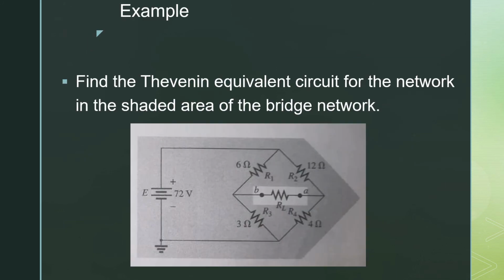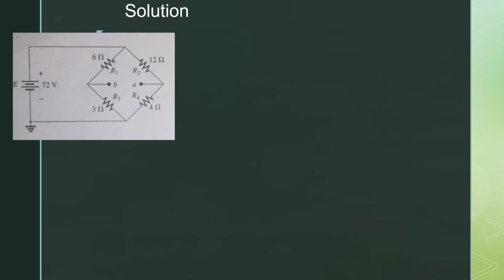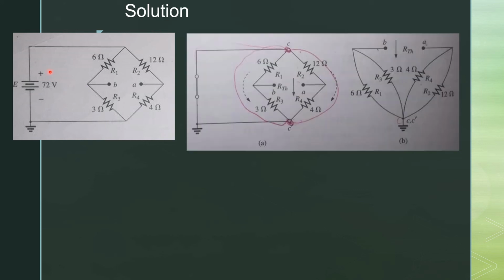In this example, we have to find the Thevenin equivalent circuit for the network in the shaded area of the bridge network. We have to find the Thevenin equivalent circuit between these 2 points A and B. In the first step, replace the load resistor from points A and B. Now, in order to find R Thevenin between these 2 points, we have to remove that voltage source with a short circuit. So we replace that voltage source with a short circuit.